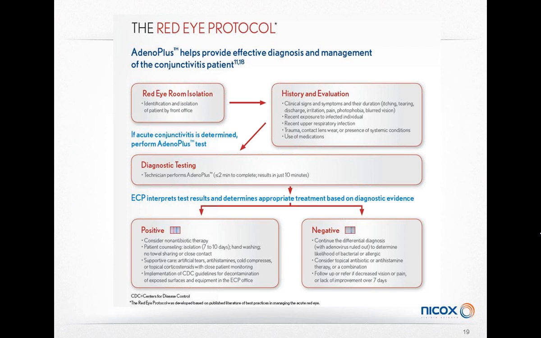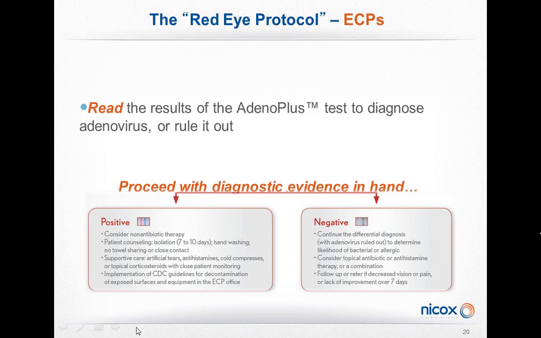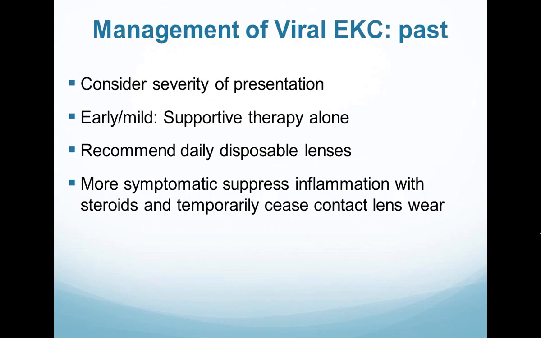A positive test will be these two lines, red, blue, and a negative test will mean one line. If you get no test, you didn't do it right. You probably didn't click the cartridge down. You didn't get it all the way down, and you get no lines. You do it right, and it's negative, it's one line. So read the results of it, and then test to diagnose adenovirus, and then rule it out. So we just showed you this a moment ago, magnified a little bit better. So in managing EKC, consider the severity of the presentation.